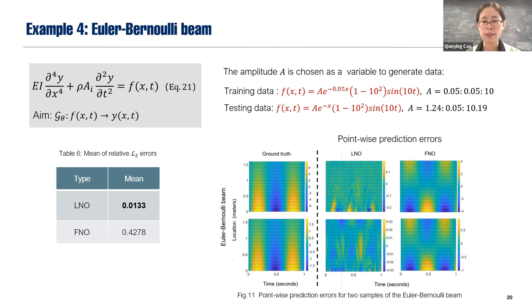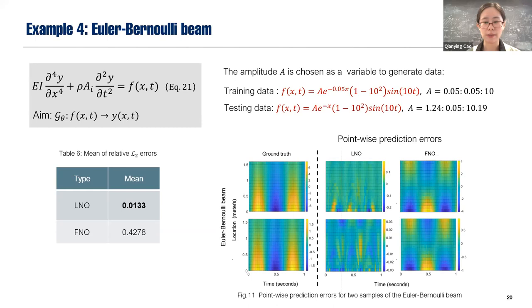Each sample is discretized into 51 times 17 temporal-spatial grid points. For validating and testing the neural operator, another exponential sinusoidal function is considered, where the amplitude is from 1.24 to 10.19. Thus, the number of validation samples and testing samples are 50 and 130.